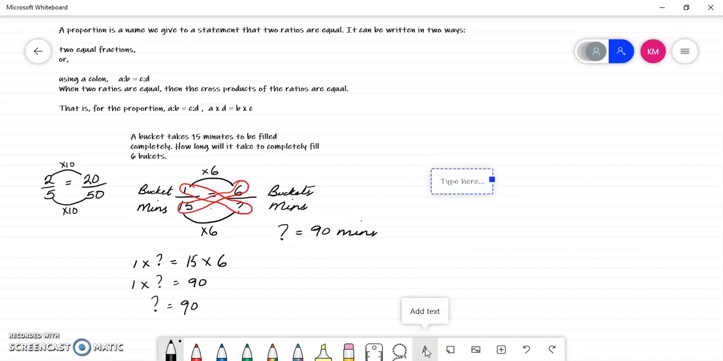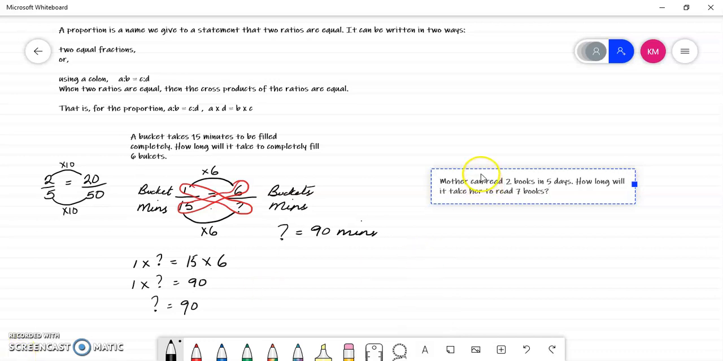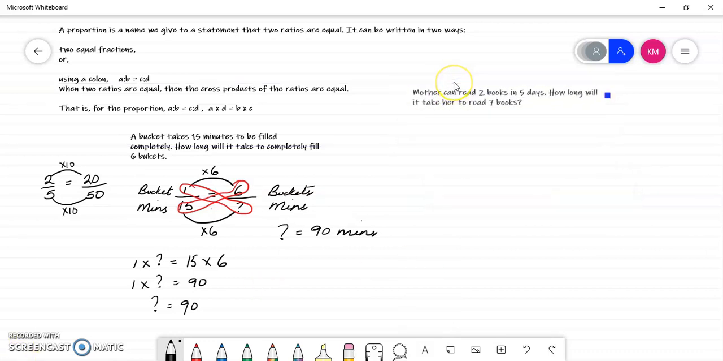Okay, so let's say we have another question. Let's say mother can read 2 books in 5 days. How long will it take her to read 7 books? So I'm going to just put this question up here so that I can work my solution down here.